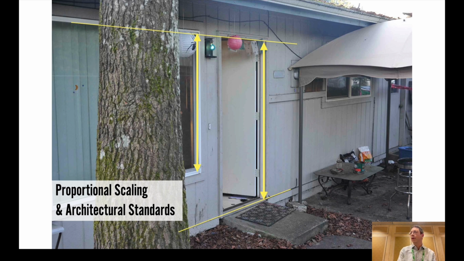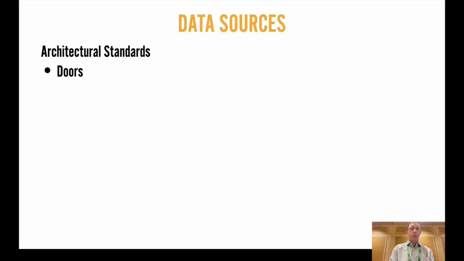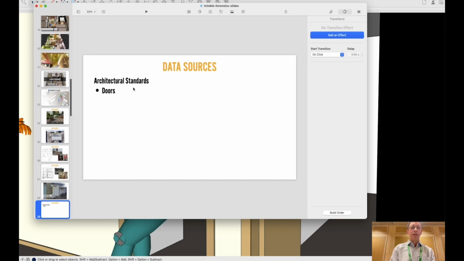So one of the things we use is architectural standards. If we know, for example, the height of a door, and the door is in the same plane as a window, we can scale off of this photograph to figure out how tall that window is. And there's a lot of things in a building that you'd be surprised that you might know the size of. I'm just curious if we could brainstorm a little bit here, what some of those things are.